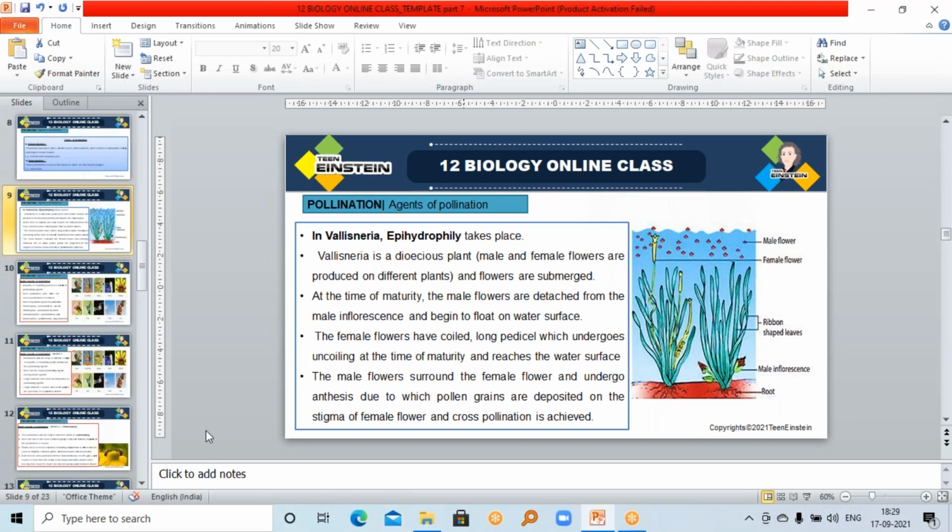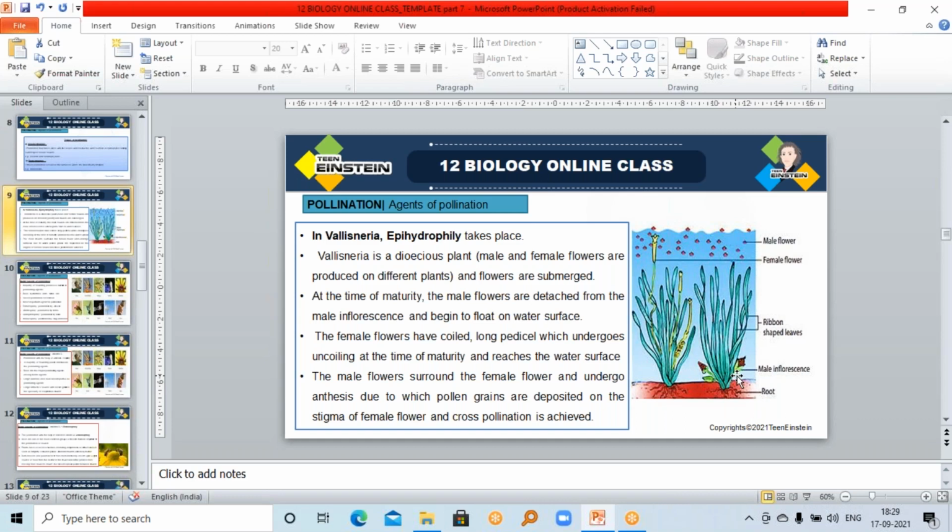That they are called as dioecious plants. Both male and female flowers are produced on different plants. So in Vallisneria, flowers are submerged. You can see here, this is the male flower, and here you can see the female flower also. Both are submerged in the starting stage.